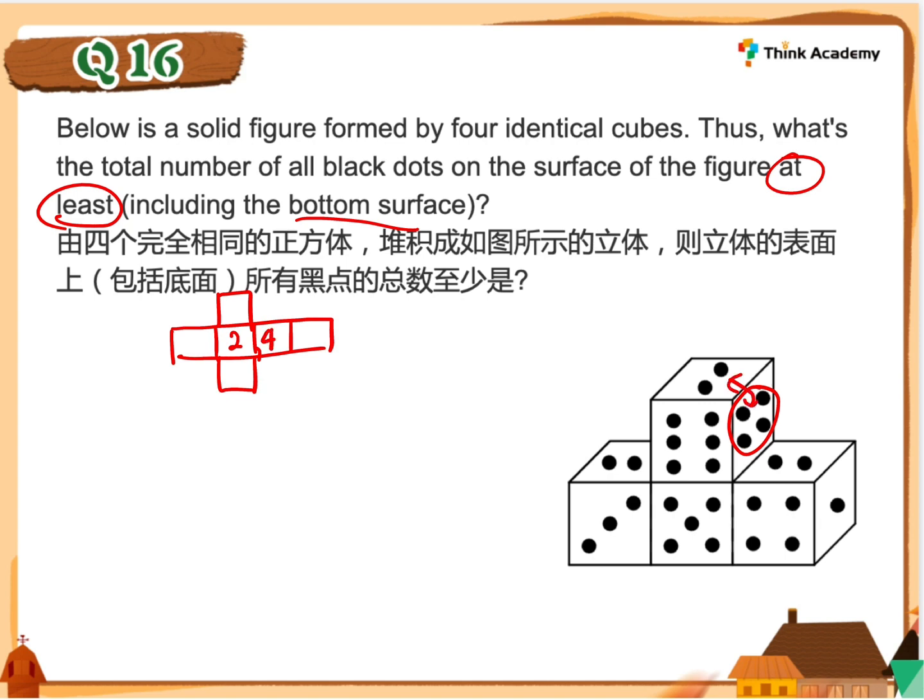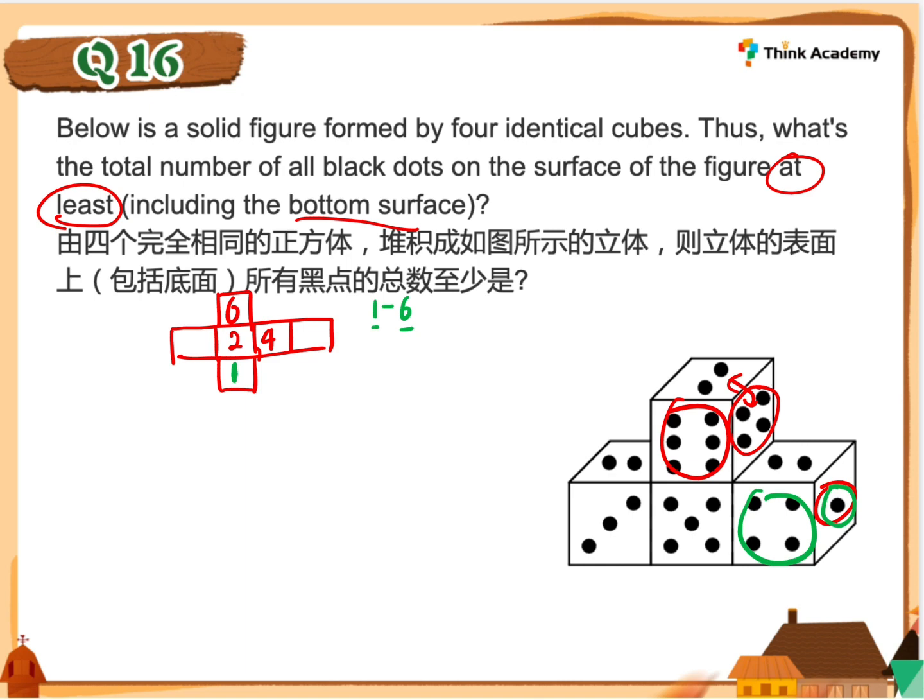And also 6, they are neighbors, not opposite. And also 1, they are neighbors, not opposite. So can I put 1 here? No, definitely not. Why? Because from the figure we can see 1 and 4 are neighbors, not opposite. So 1 should be here. 1 is around 2, but it's not opposite of 4. So you can find the first opposite pair is 1 and 6.